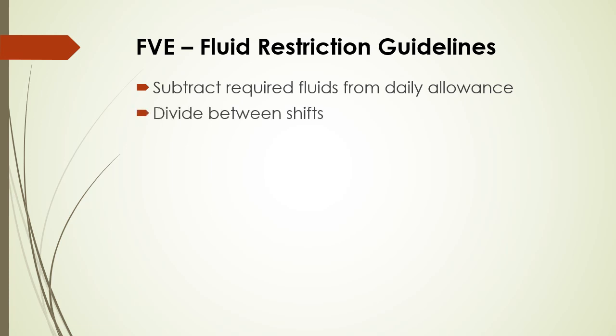You have to divide what the patient can have between the shifts. If somebody's getting 2 liters a day, maybe it's going to be 1,200 on day shift and 800 on night shift, because day shift is going to have the meals and the majority of the medications. Night shift is probably not going to have meals, but they will have the 9 p.m. meds.